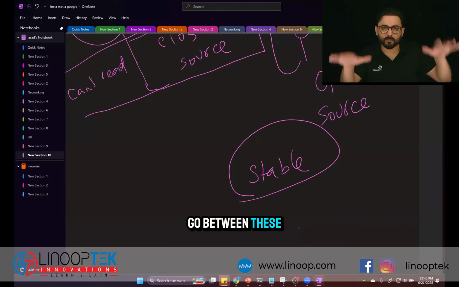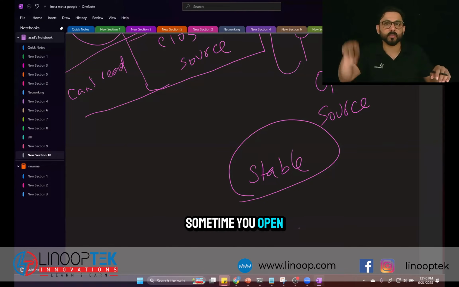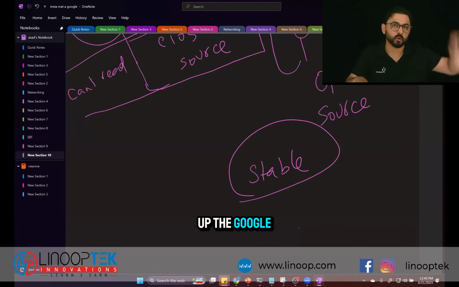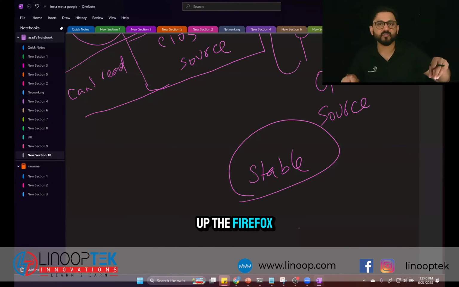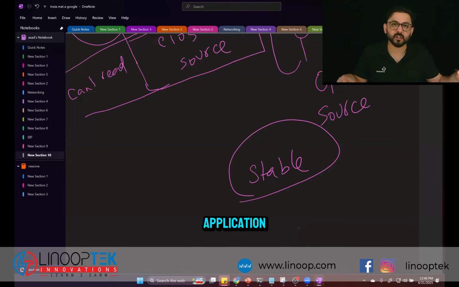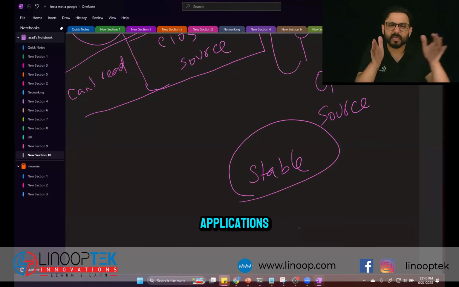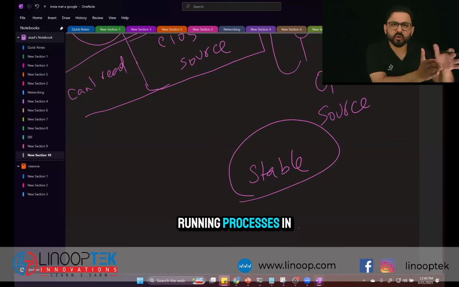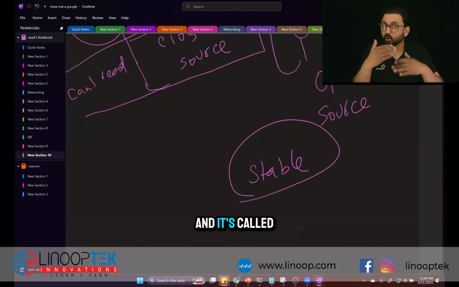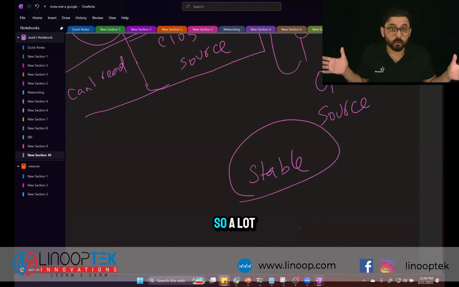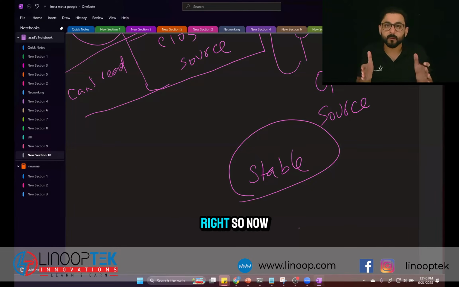You go between these applications, right? Sometimes you open up Microsoft Word, sometimes Google Chrome, sometimes Firefox, sometimes your TikTok application. That's called multi applications, running processes in parallel, and it's called a multi-threaded application. So a lot of applications are running at the same time, right?